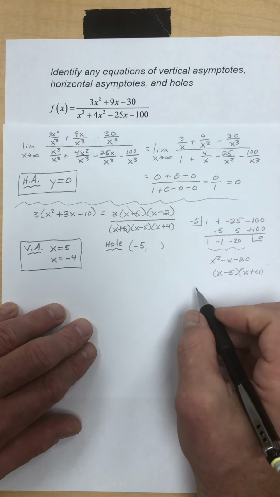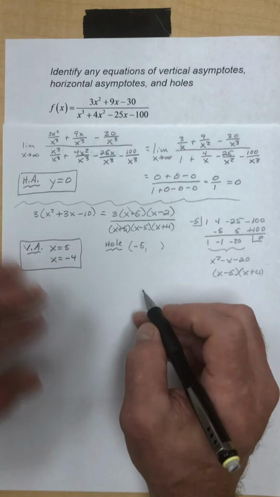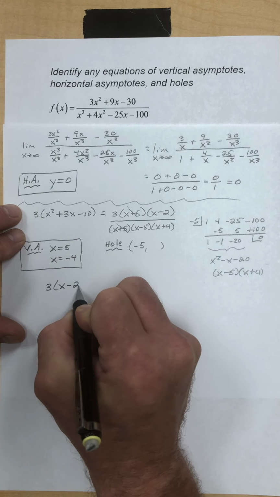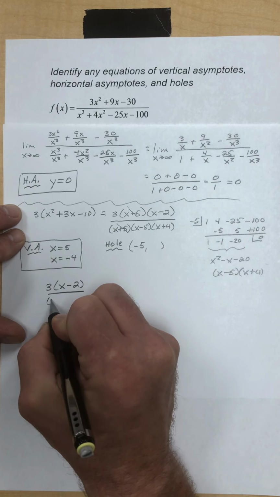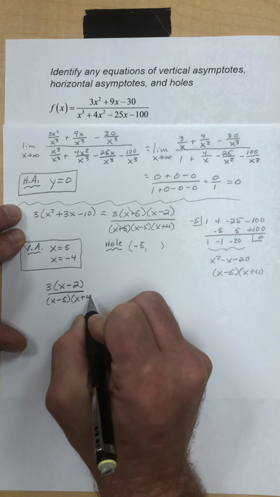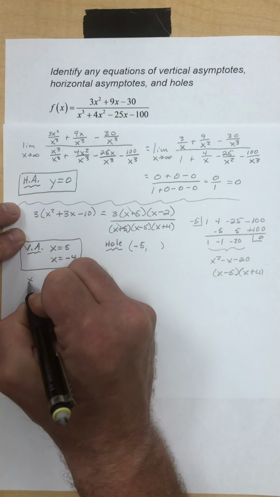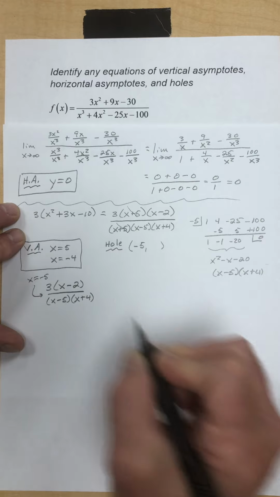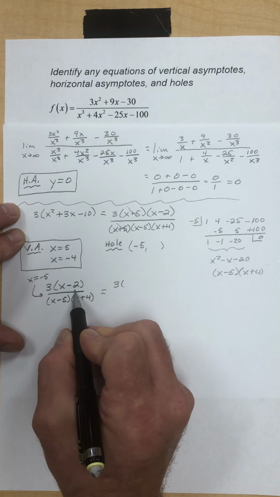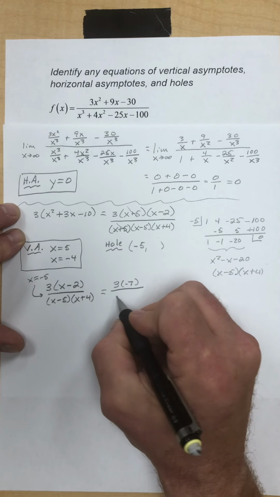So what would be the y value of that hole? Once these are canceled off and we work with reduced forms, I have 3 times x minus 2 over x minus 5 times x plus 4. So if we just evaluate when x equals negative 5 here, 3 times negative 5 minus 2 would be negative 7, and negative 5 minus 5 is negative 10.